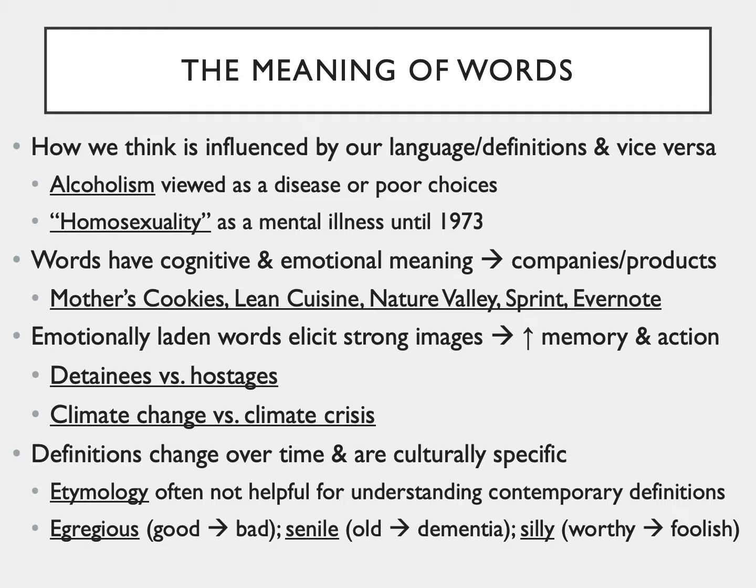Emotionally laden words also help with memory and help initiate action. They do this because they elicit strong images, which lead to strong responses. Politicians and the media deliberately choose labels based on the impact they want to have. For example, if they want you to believe that this individual who is being held against their will is a detainee, they don't necessarily think that we should run in and save them. Hostage has a very different connotation. When we hear hostage, we do start to think about rescue efforts.